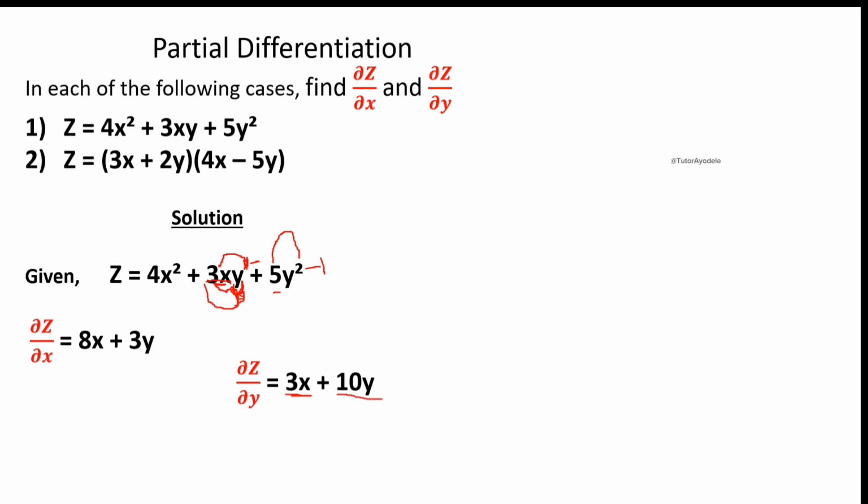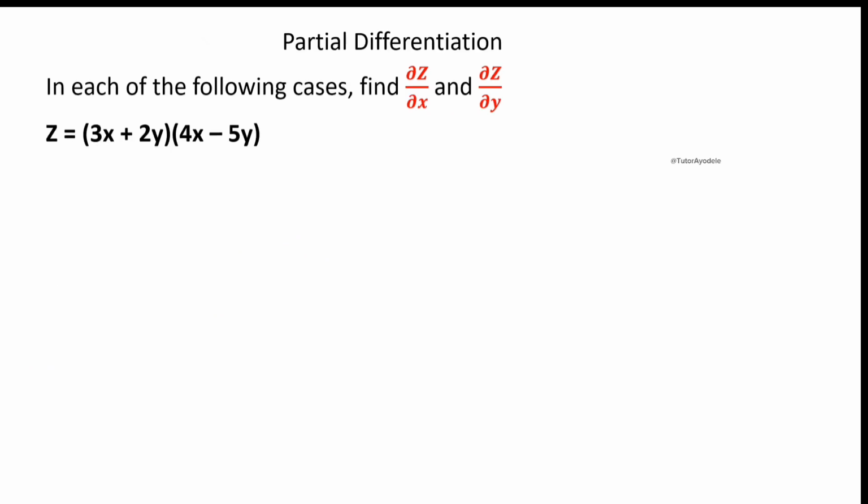Now let's consider the second question. Given that our z is equal to open bracket 3x plus 2y close the bracket, open another bracket 4x minus 5y close the bracket. Now we are differentiating partially with respect to x.